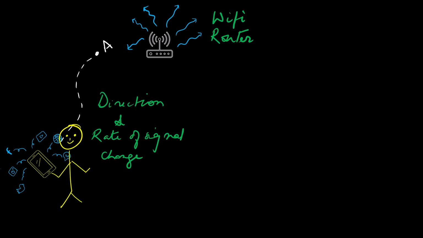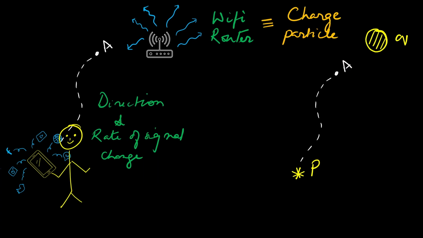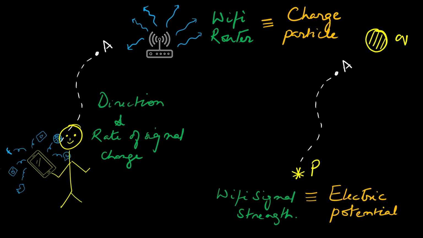Now, let us take another example. Suppose you have a charged particle Q and you have a reference point P and you want to change the reference point from P to point A. Now, if I take the analogy between these two examples, then the Wi-Fi router is equivalent to the charged particle, and the strength of the signal is equivalent to electric potential, and the direction and the rate of change of signal strength is equivalent to the electric field.